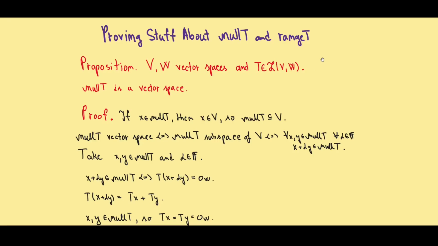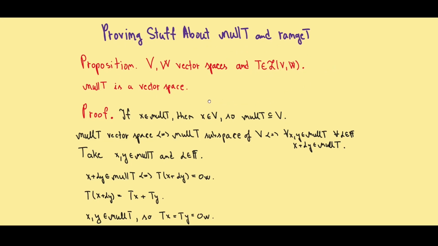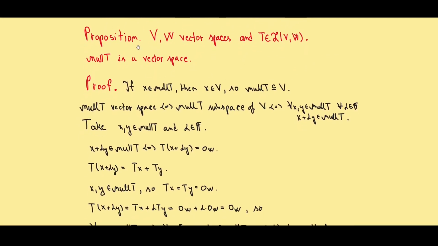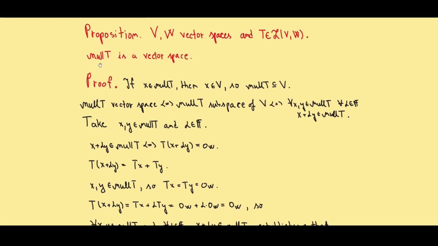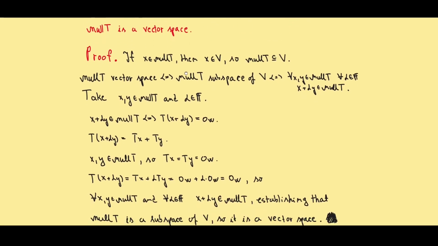Hello YouTube. Today we will be proving stuff about null T and range T, so null space and range. So let's go. First things first, let's show that the null space of T is a vector space.